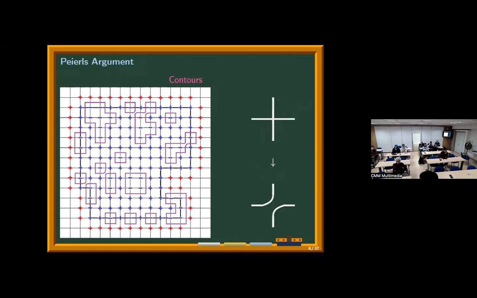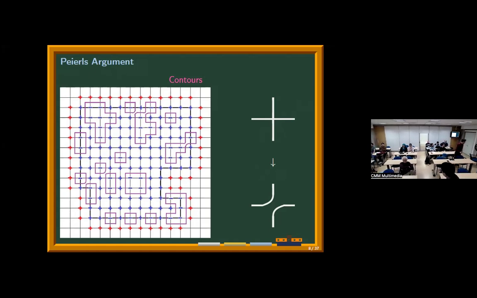Here is a very simple one, but actually there are situations where it's possible to have one contour inside the other. For example, if we have plus, minus, and then plus, it's completely okay to have one contour inside the other. In terms of the surface, they are still disjoint. This is the contour for the nearest neighbor Ising model.